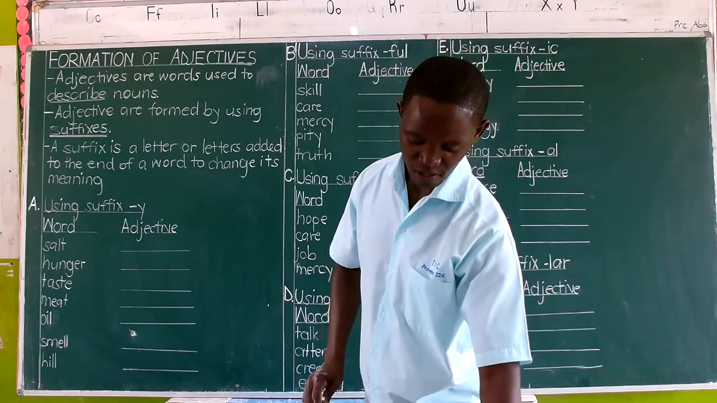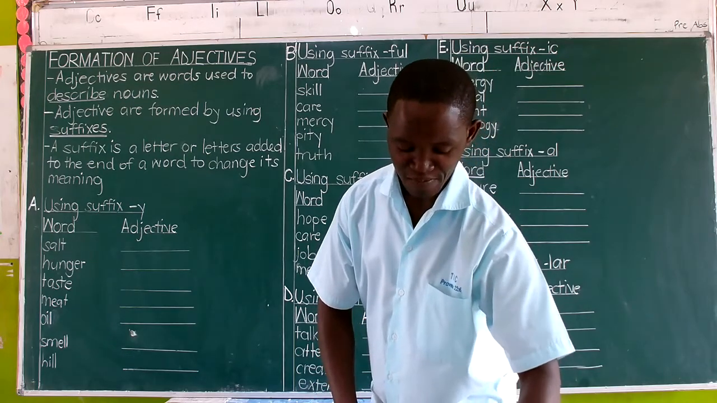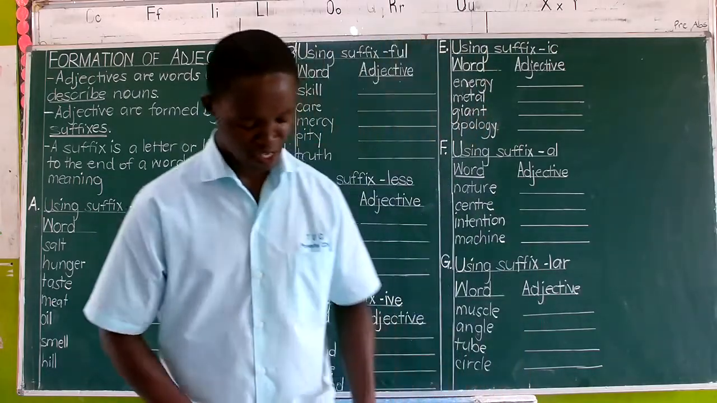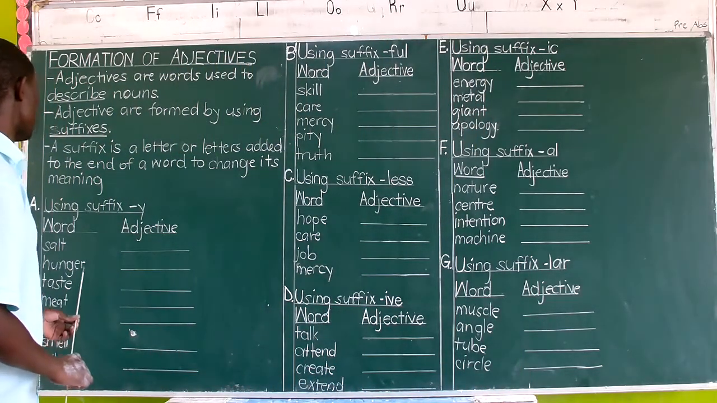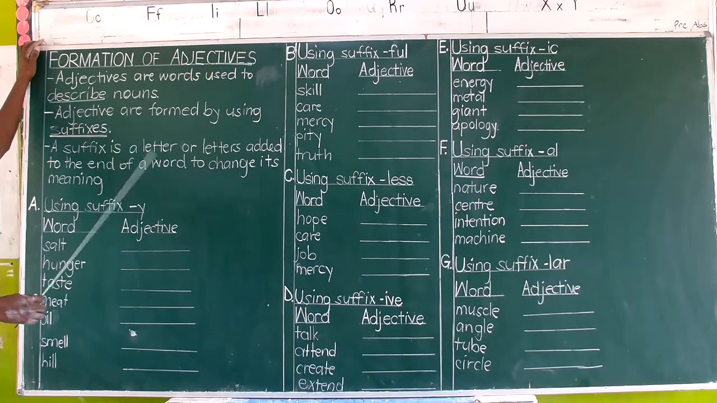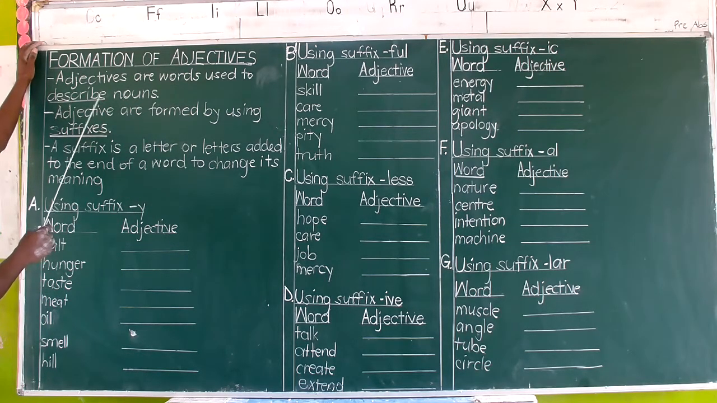So allow me, like I've told you, start with page 9. Let me hope you're already there. We're on page 9, where we're looking at formation of adjectives. First of all, the reminder about the definition is that adjectives are words that are used to describe nouns. We use adjectives to describe nouns as shown on the board.